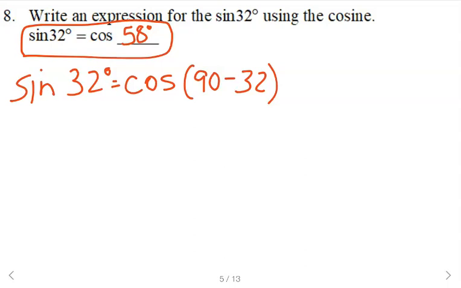Sine of 32 degrees is equal to the cosine of 58 degrees. And you can even use your calculator to verify that. Make sure you're in degrees. Sine of 32 degrees, it equals, you get about 0.5299. And then you can go in and put cosine of 58, and you get the same value, 0.5299. So you can verify to make sure that those are in fact equal using your calculator.